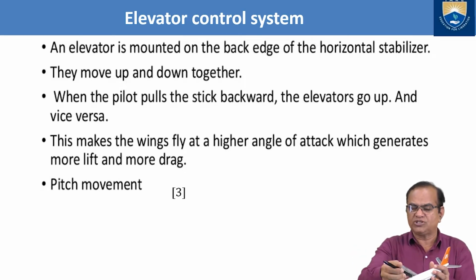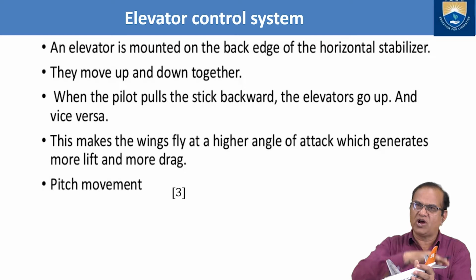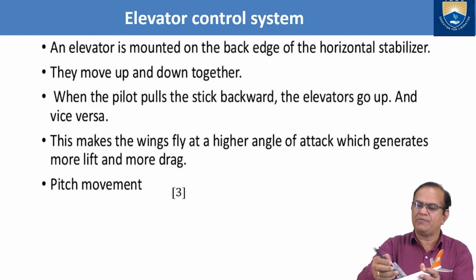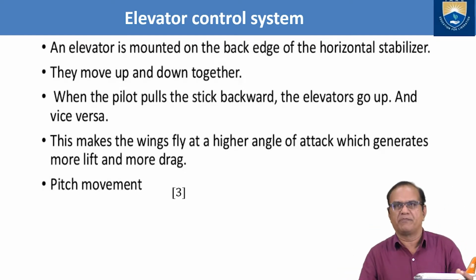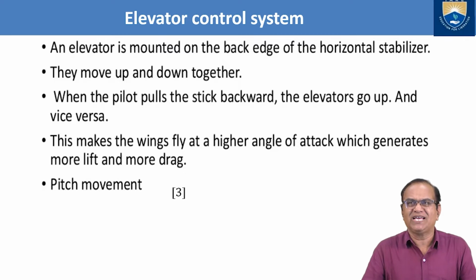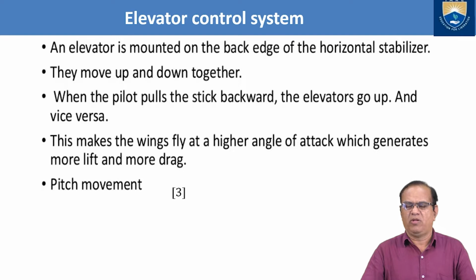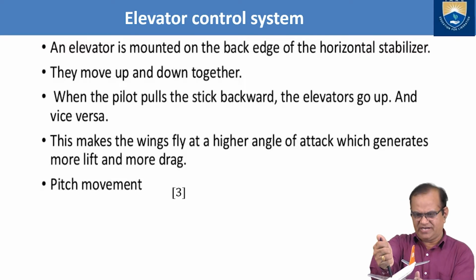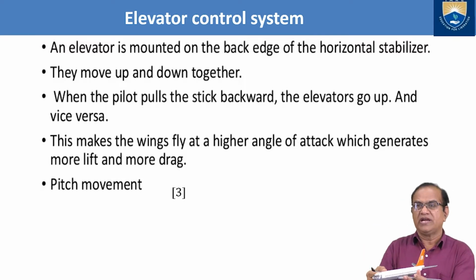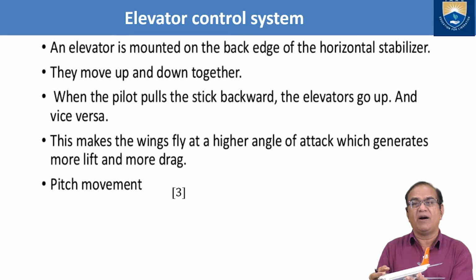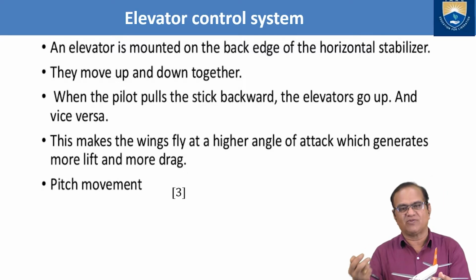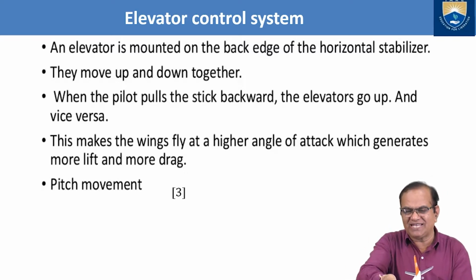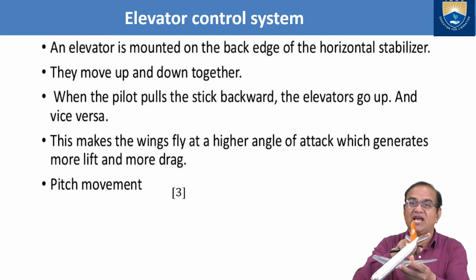If the pilot wants nose down, the elevator will go down. If he wants to make the nose up, the elevator will go up. When the pilot pulls the stick backward, the elevator goes up. So this is the stick. If the pilot pulls it backward, the elevator will go up, so the nose will go up, and vice versa. If the pilot pushes like this, the nose will go down, which means the elevator will go down.